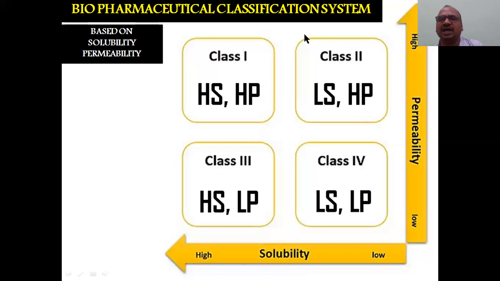Next, you come to the class 2 drugs. Class 2 drugs, see here, solubility. Where is class 2? See here: low solubility. Permeability, top: high permeability. So, for these types of class 2 drugs, you can improve the solubility. Permeability improvement is not at all necessary here, not at all required. Class 2 drugs need only solubility improvement.